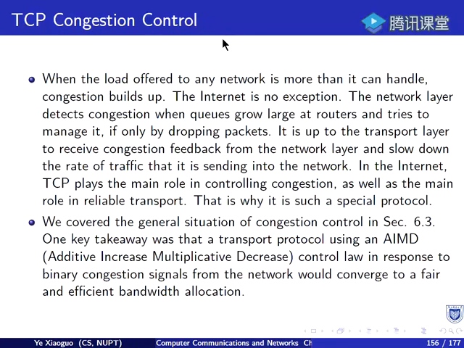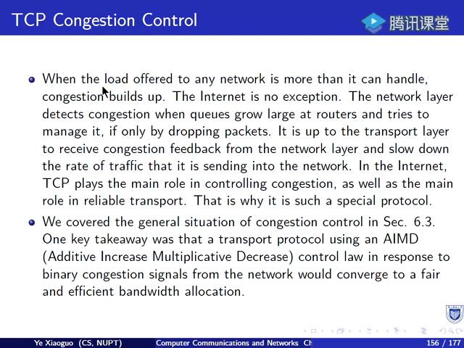When the load offered to any network is more than it can handle, congestion builds up. The internet is no exception. The network layer detects congestion when queues grow large at routers and tries to manage it, if only by dropping packets. It is up to the transport layer to receive congestion feedback from the network layer and slow down the rate of the traffic that it is sending into the network.